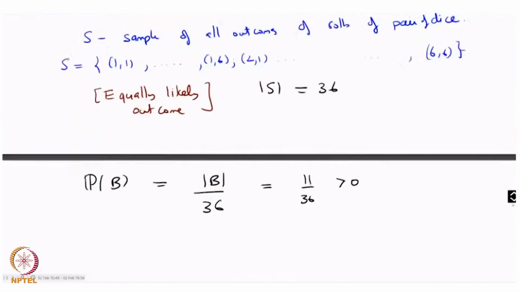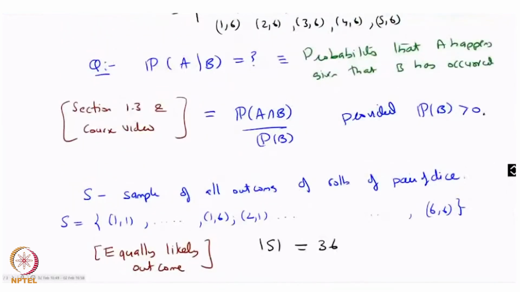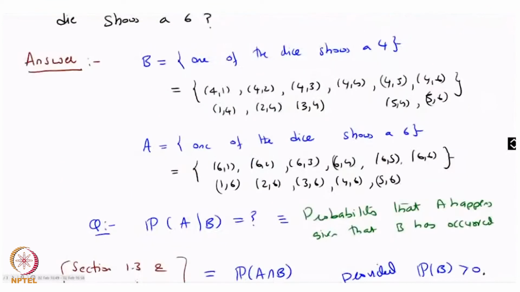So now, what is the conditional probability? It's of A given B. It's the probability of A and B divided by the probability of B. But what is A and B? A and B means elements that are there in A and are there in B. So let's look at that. What are the elements in A and B?